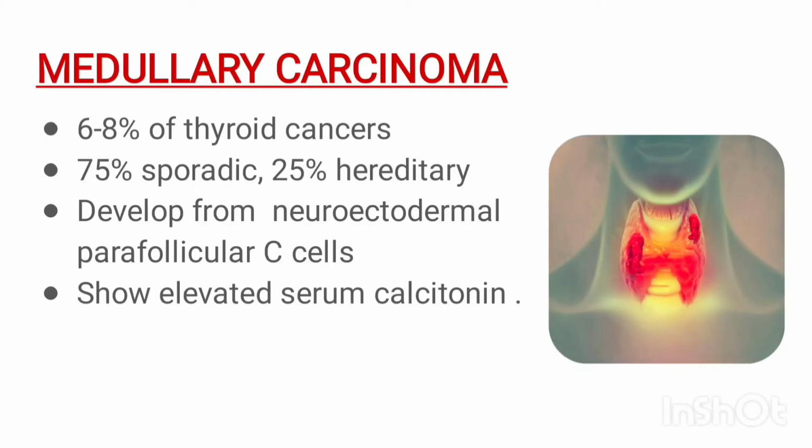So if we talk about medullary carcinoma, it causes 6 to 8% of total thyroid cancers. Among these, 75% are sporadic and 25% hereditary. They develop from neuroectodermal parafollicular C cells. They show elevated serum calcitonin. Neuroectodermal parafollicular C cells secrete calcitonin hormone into our bloodstream.